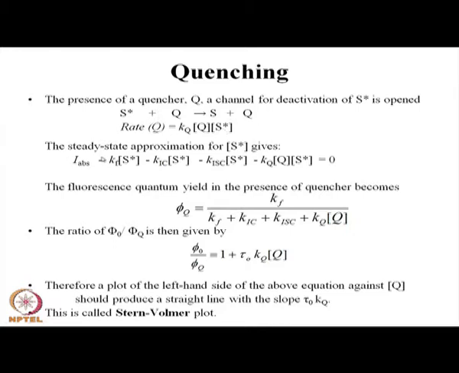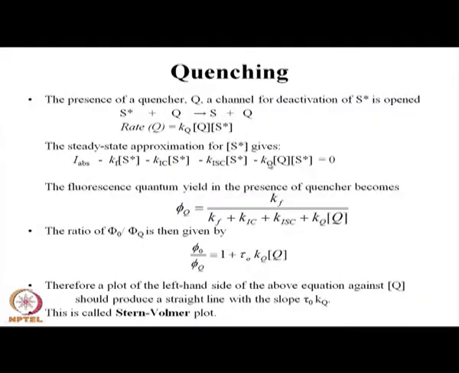Then you have to apply the steady state approximation with respect to S star. The rate at which S star is produced equals the rate at which it is depleting. Therefore, k f S star, k ic S star, k isc S star and k q Q S star will be put equal to 0. And from that we have to find out the S star concentration, and using this S star concentration we can express the fluorescence lifetime.